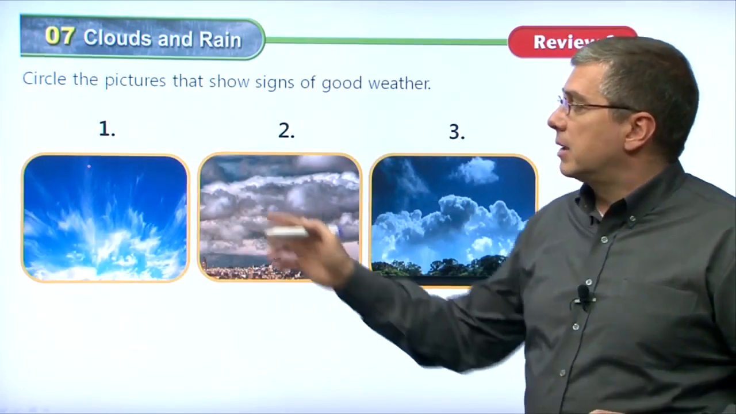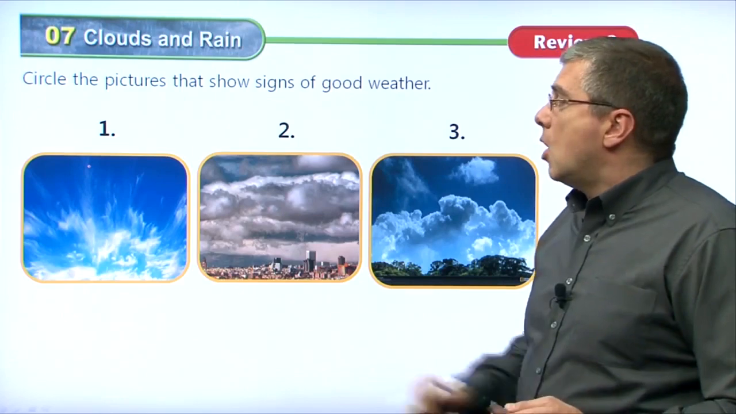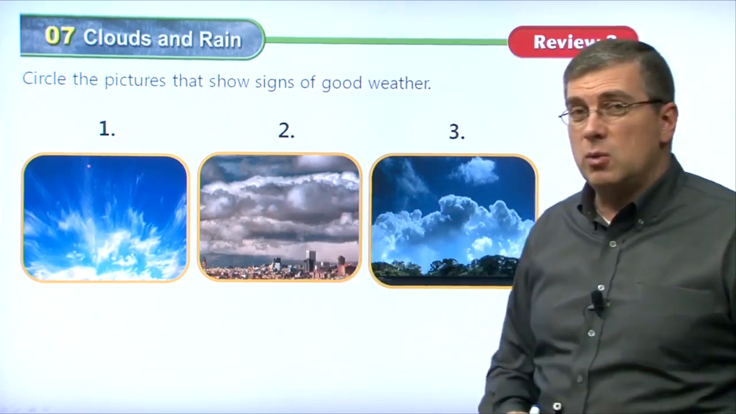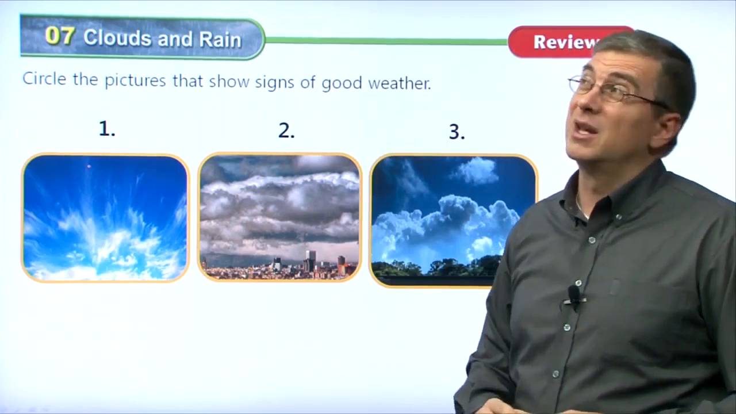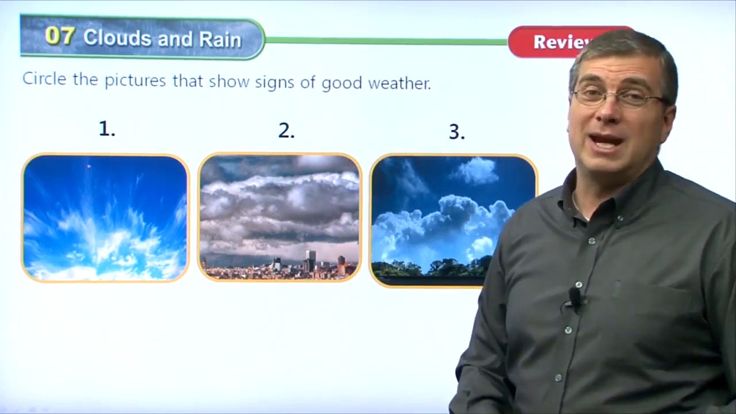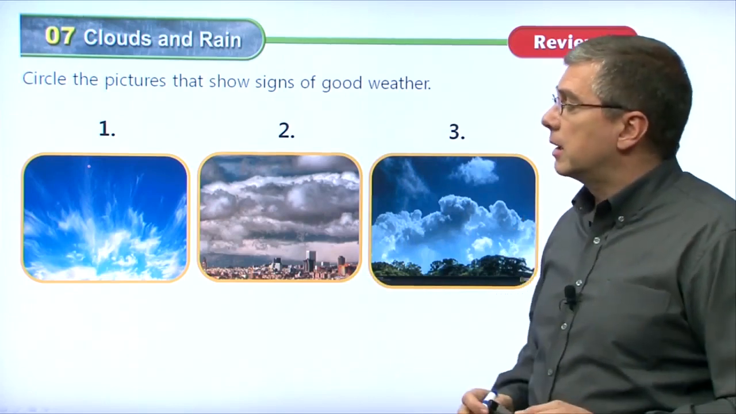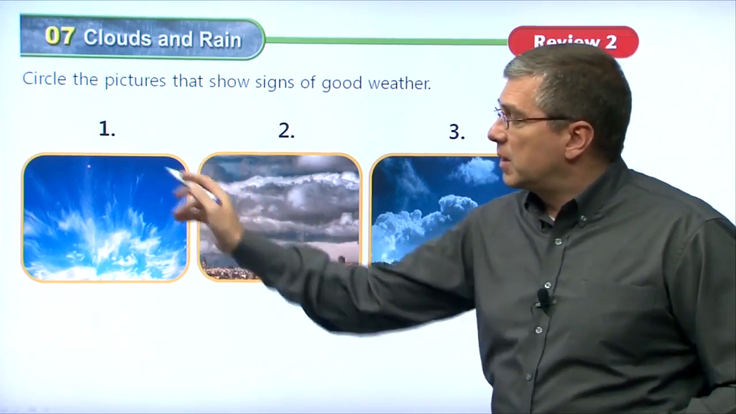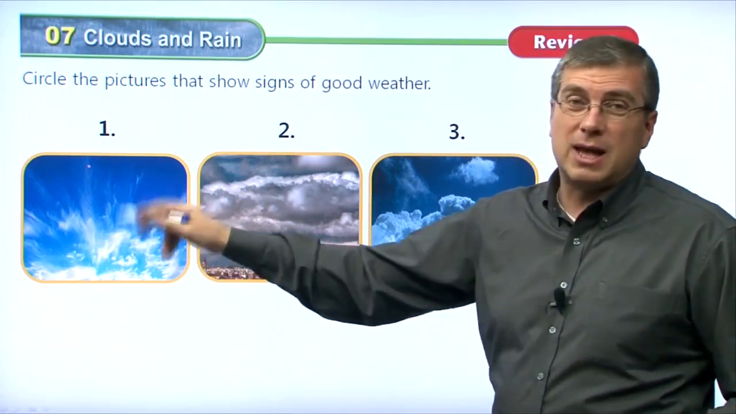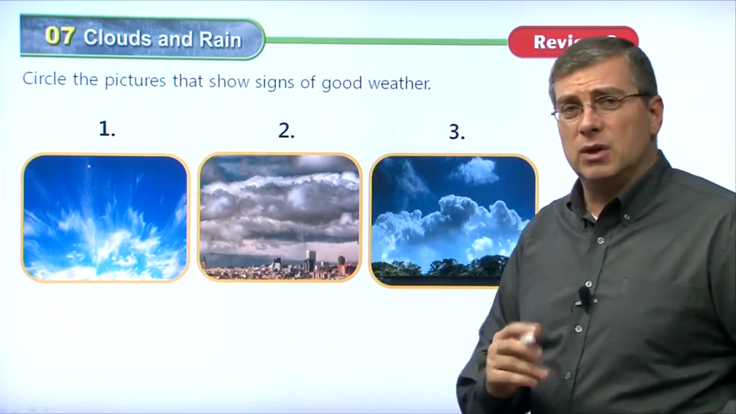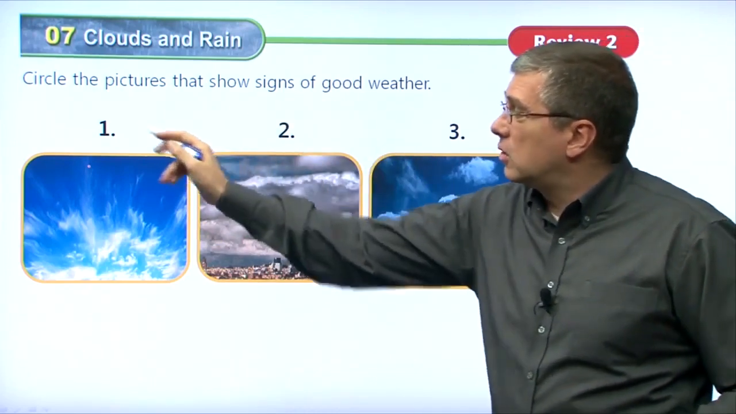We just learned about different types of clouds, different colors of clouds. Which pictures show signs of good weather and bad weather? It's important to be able to look up into the sky and say, I think it's going to rain. If you look at the clouds, you'll be able to do that. So let's take a look at these pictures. In the first picture, what do we see? We see thin and feathery clouds. What is that a sign of? Do you remember? If it's a sign of good weather, we should circle the picture.